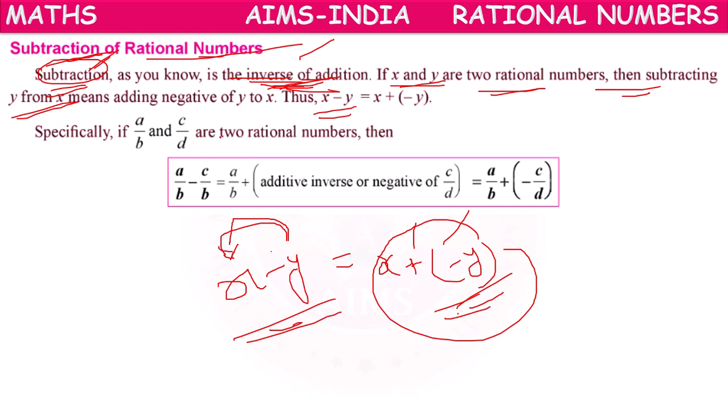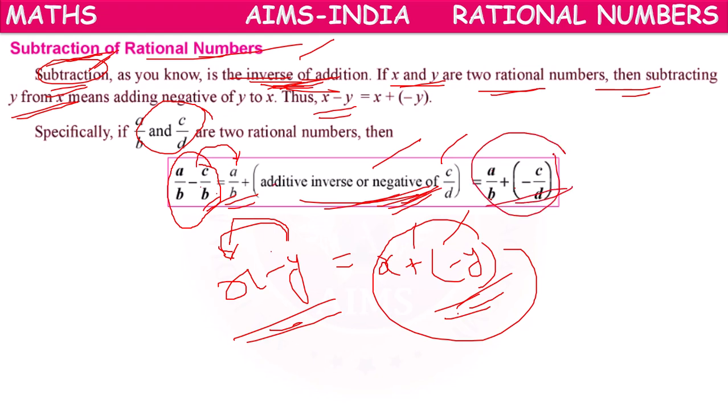Okay. So when we have two rational numbers, subtraction of two rational numbers can also be written as addition. While writing subtraction as addition, instead of the second rational number, we have to take the additive inverse, or negative, of the second rational number. So a by b plus of minus c by d we have to take, and in the same way as we simplified the problems in addition, we can do it in subtraction also.